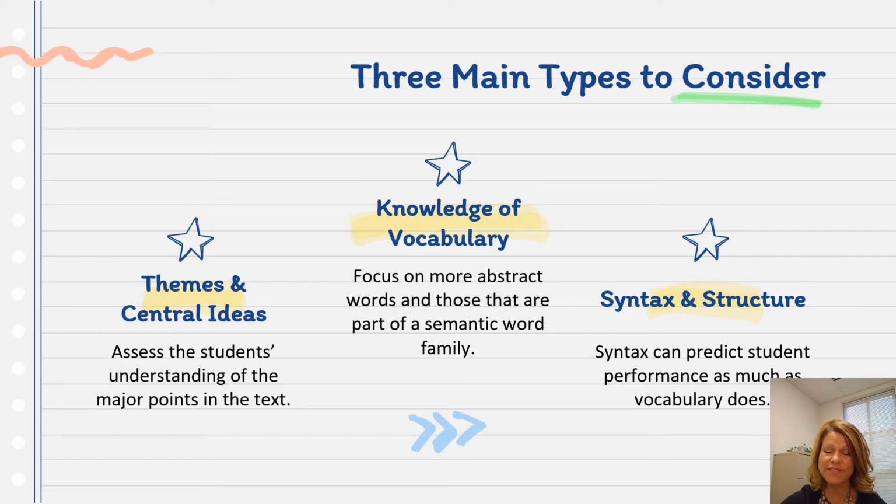Three main types of text-dependent questions to consider. Thinking about themes and central ideas, so we want to assess the student's understanding of the major points in the text. We also can have text-dependent questions that are aimed to focus on more abstract words and those that are part of a semantic word family. Finally, syntax and structure. So syntax can predict student performance just as much as vocabulary does.